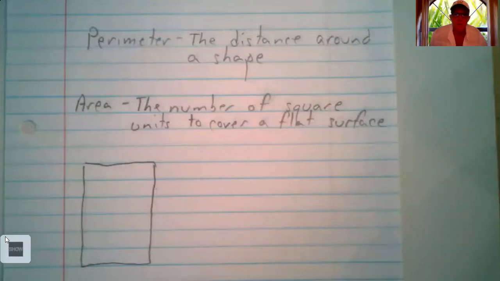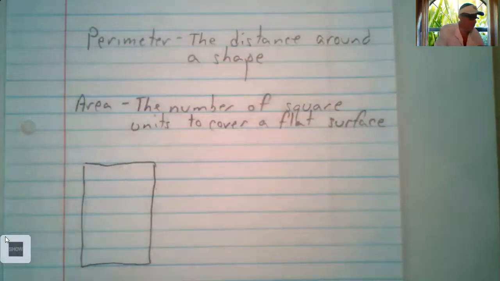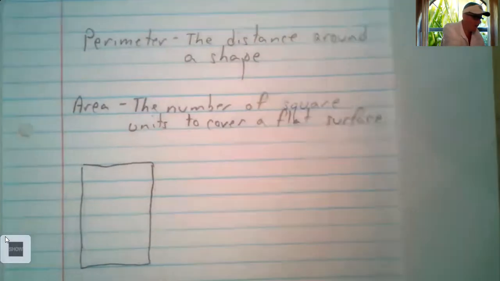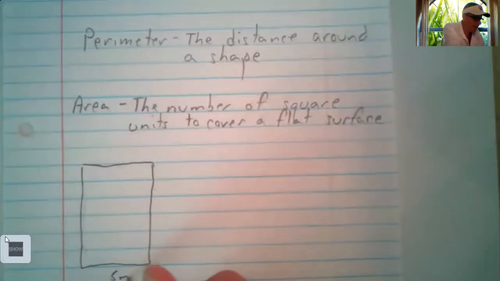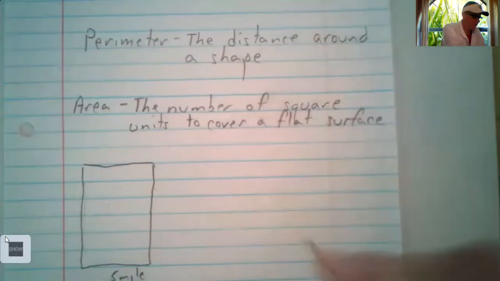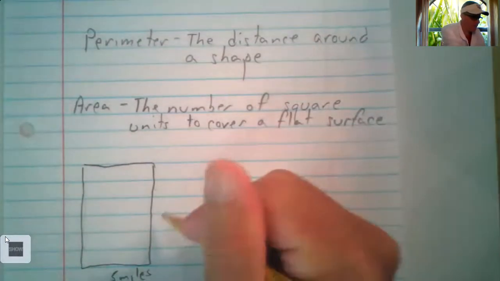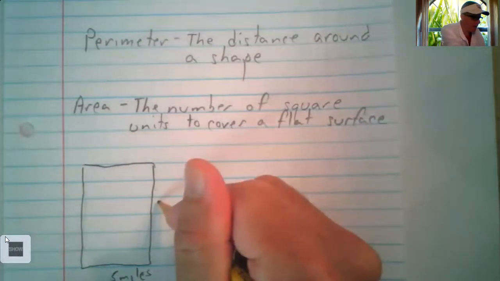So let's just say that this is a tiger rescue park. I know that's going to be pretty big, so we're going to say that these are in miles. Let's go 5 miles here. It's 5 miles. All right, and then we're going to go 7 miles here.